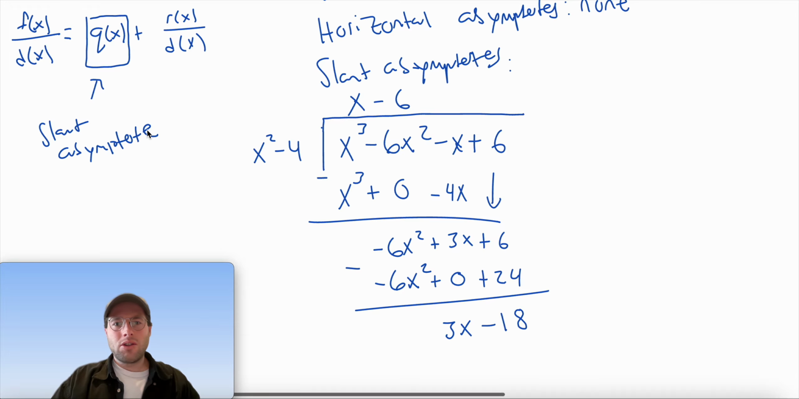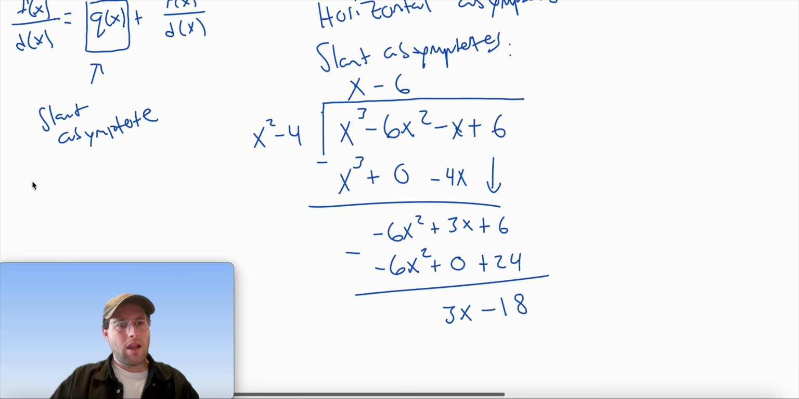And so let's see here. If I were to write this out, I would say f of x over d of x. I'm not going to write out the full polynomial there, but I'm just going to say it like so, equals x minus 6 plus our remainder here, 3x minus 18 over x squared minus 4.